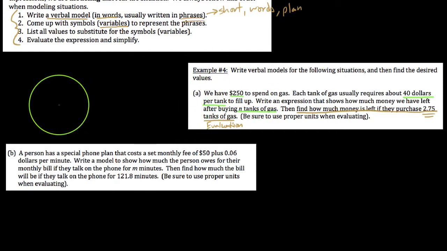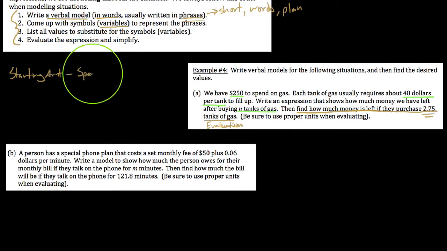Okay, so let's write down what we know. First of all, we have $250 to spend on gas, and if we want to write an expression that represents the amount of money I have left, it's going to be the starting amount minus what I spend. So starting amount. I'm just going to write this in words. Starting amount, which is our $250, minus what I spend, is the amount left. Now, I'm not far enough along yet to write this as an algebraic expression, but we're going to go further into this.